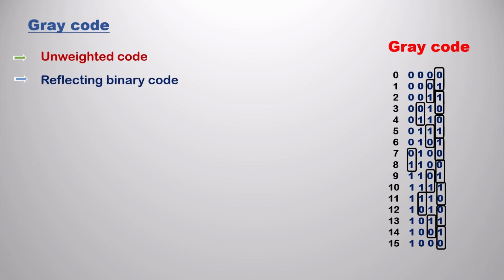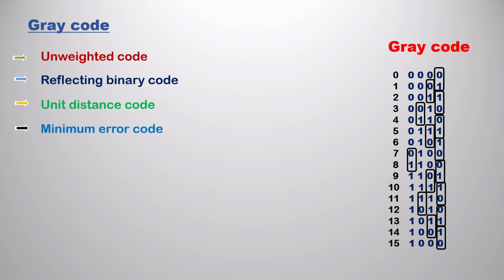Reflecting means also the same thing. The unit distance code means that if you take consecutive codes, it will change only one digit. So we can say that it is reflecting. 0 is reflecting as 1 and 1 is reflecting as 0 to the next bit. So it is also known as reflecting binary code. Consecutively only one bit is changing, so it is also known as unit distance code.